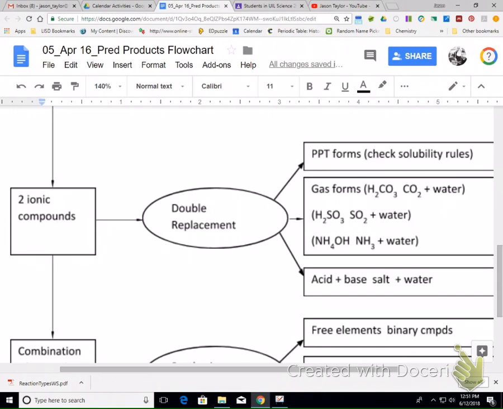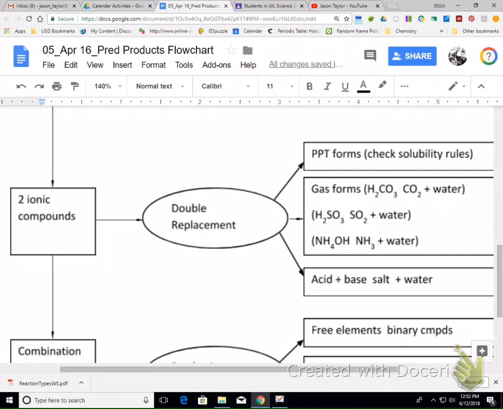So if you're looking at your flow chart for the double replacement reaction, we know that there are two ionic compounds as reactants. That's the prerequisite. We do the double partner swaps, and then we have to make sure one of our products forms a precipitate. So we use our solubility rules, our Cash and Gia, to see if we have a precipitate. If we do, the double replacement reaction is good.